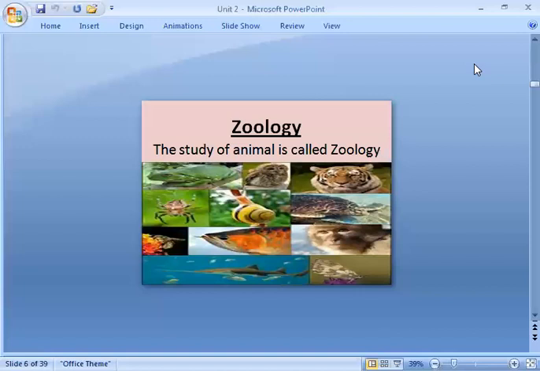Before we study about the animal life, it is necessary to know what is called zoology. The study of animal is called zoology. Repeat with me. The study of animal is called zoology. The branch of science that deals with the study of animal is called zoology.